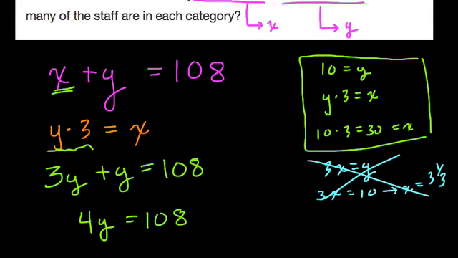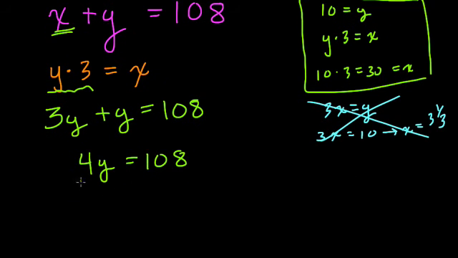We solve for y by dividing by 4 on both sides, right? Divided by 4, divided by 4. Here these 4's cancel out. And now 108 divided by 4 is just 27. The way I solve that in my head is 4 times 25 is 100, plus another 2 is 108. So 25 and 2 is 27. So the number of part-time employees is now 27.